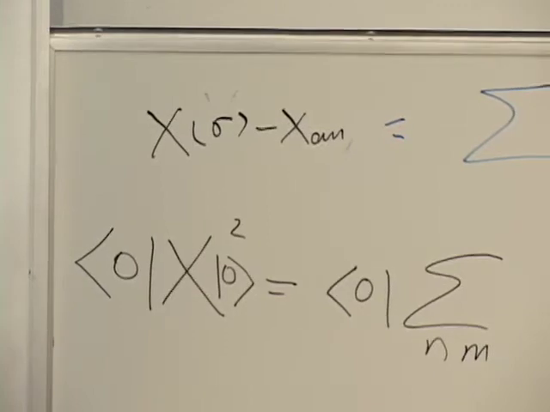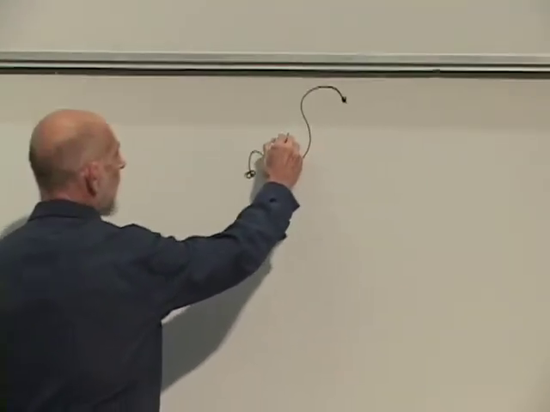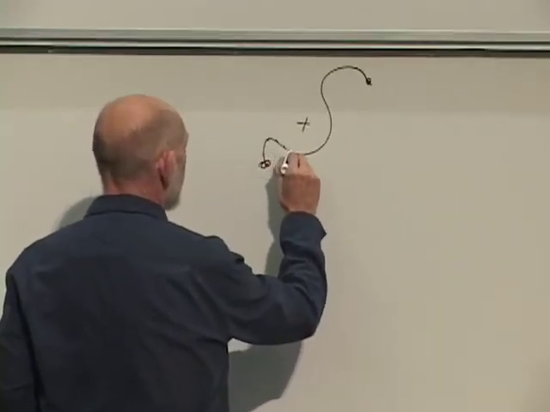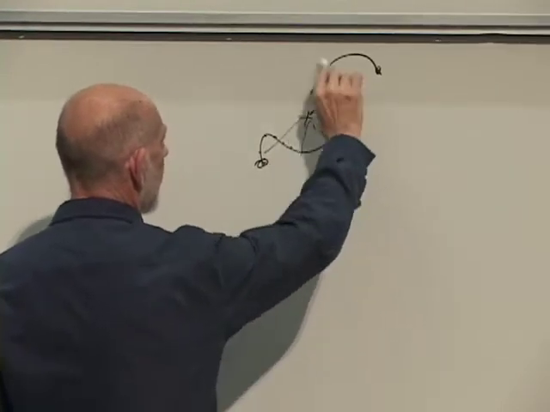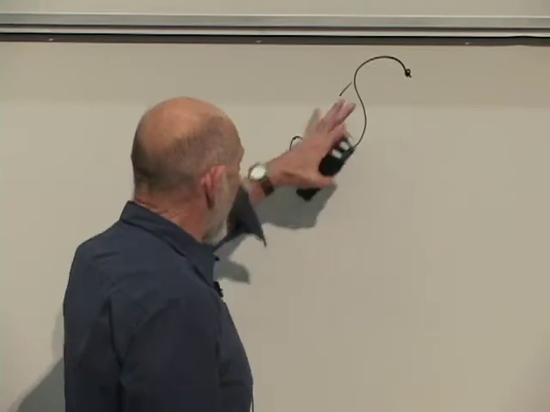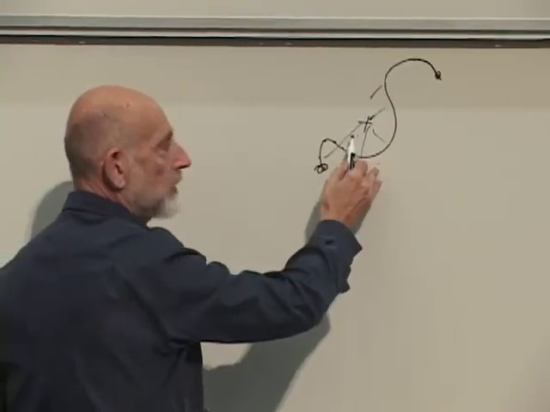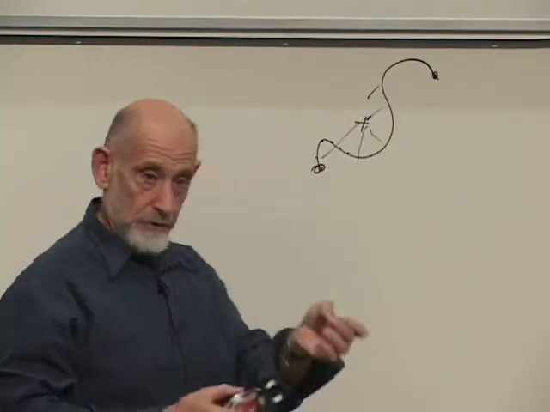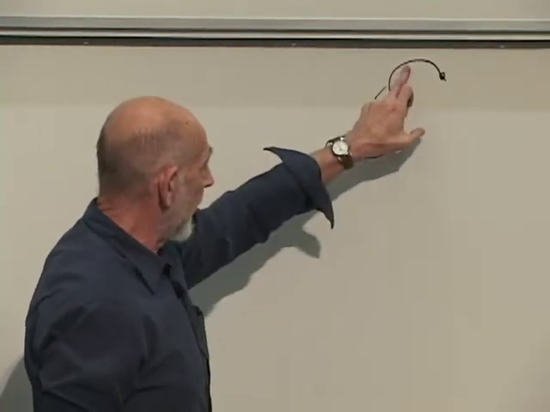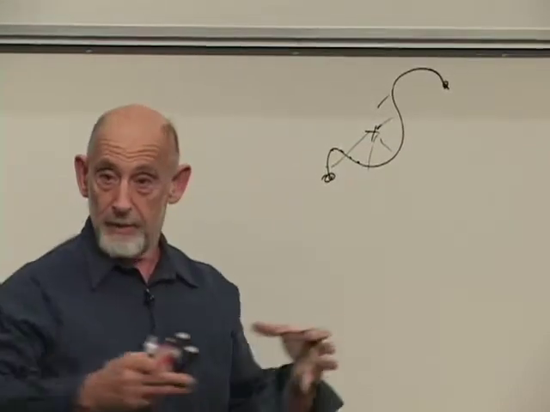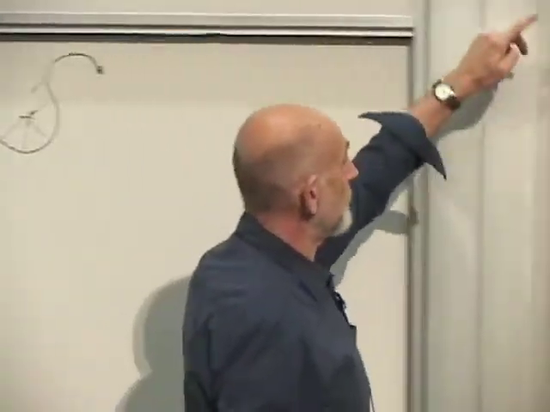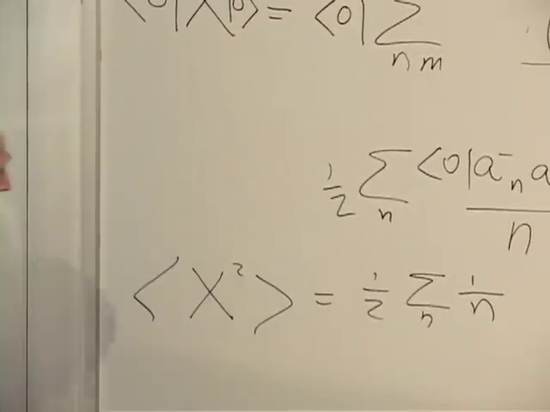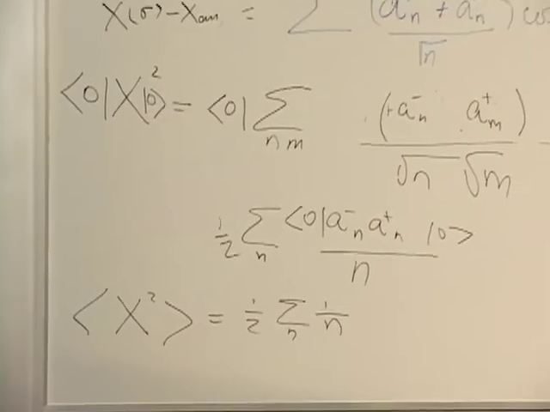You have a string, in this case an open string, and the center of mass may or may not be on the string. But different points on the string are separated from the center of mass. The average separation from the center of mass is a measure of the size of the thing. The center of mass is where the center of mass is, and if the points of the string are not at the center of mass, that means that it's been spread out. If this is non-zero, it means the string is extended in size. And here we're calculating it, and we find out that x squared is this sum of 1 over n.